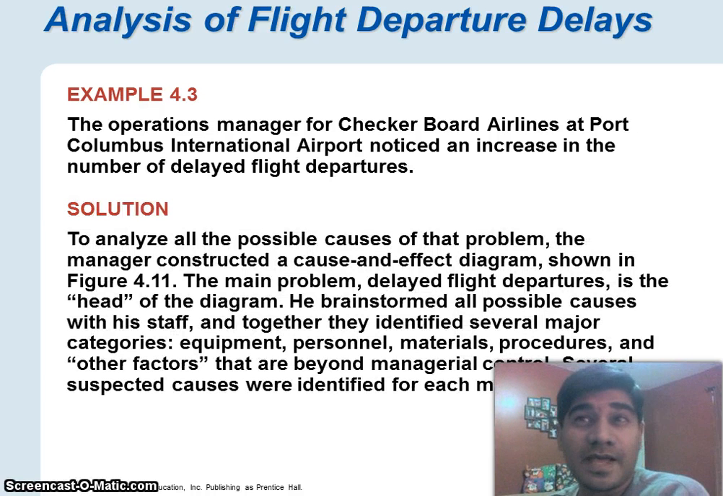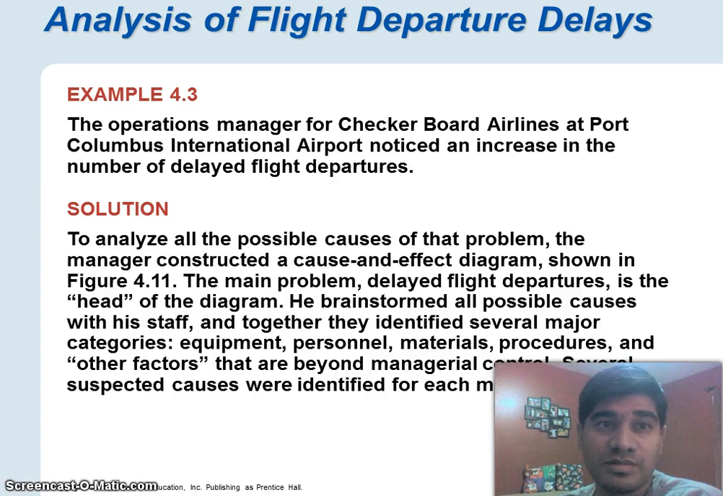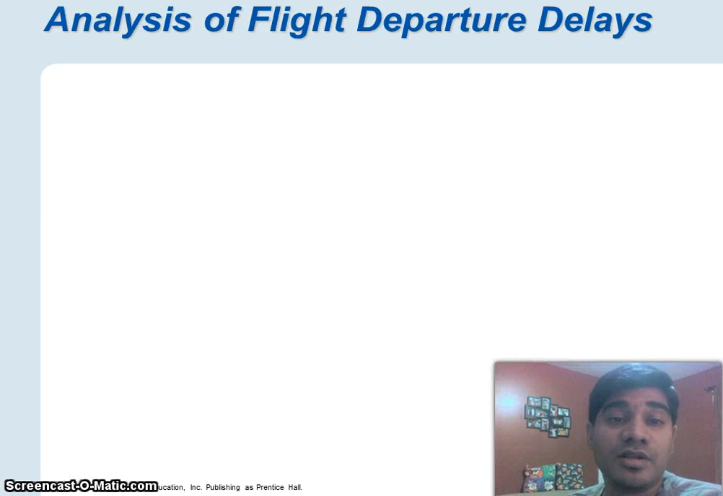So as a team, this person, the operations manager, and the team at the airport took a look at what they were doing wrong, and then they brainstormed all possible causes, and they identified several major categories. Now you can see that they had equipment, personnel, materials, procedures, and other factors that were beyond their control, like weather. Once bad weather hits, there's nothing that the staff can do. So they also put any of the other things which were not in the broad categories under other factors. So you can look at this.